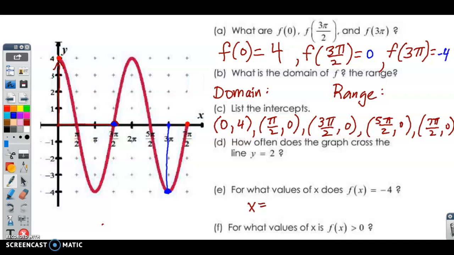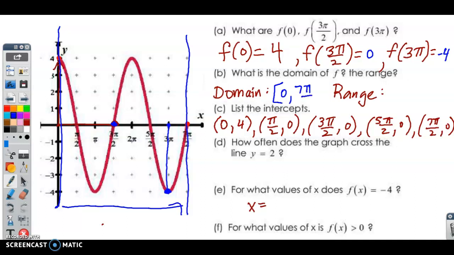So what is the domain? The domain are all the x values. So the domain goes from 0 all the way up to, and it looks like it includes 0 and it includes 7 pi over 2. So we show we're going to include those values is a hard bracket, 0 to 7 pi over 2. And the range, I'll do that in green, goes from this lowest value, negative 4, up to and including positive 4. So we're going to include those values because they're on our graph.